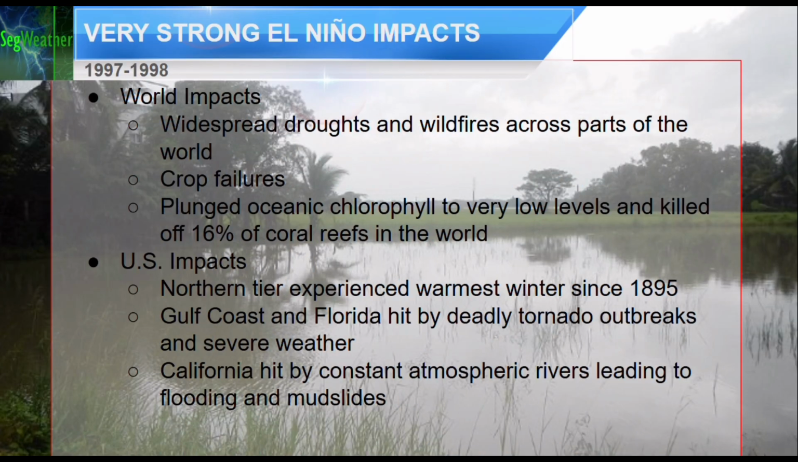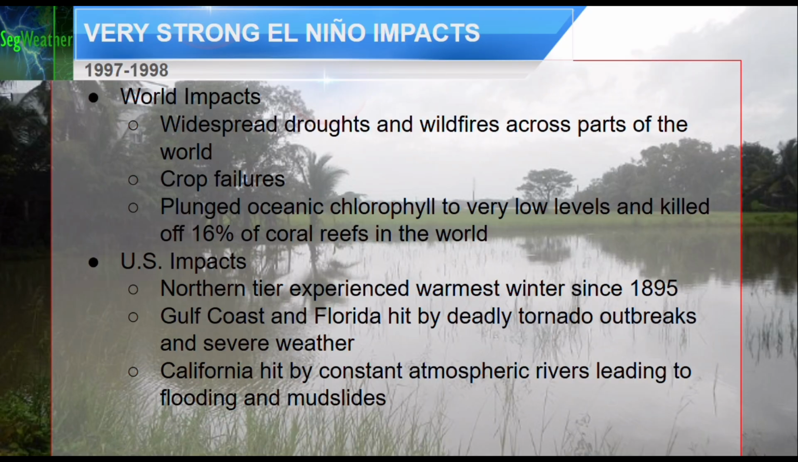And then 1987 was similar to 2015, 2016, again with widespread droughts and wildfires, heavy rainfall, and crop failures. Again, the coral reefs were affected as well. Oceanic chlorophyll was also affected and went down to very low levels, which is quite dangerous, especially during this type of event. And then looking at the U.S. impact, the northern interior experienced the warmest winter since 1895. So quite a warm winter, very unusual. The Gulf Coast and Florida, though, experienced some deadly tornado outbreaks during the winter.